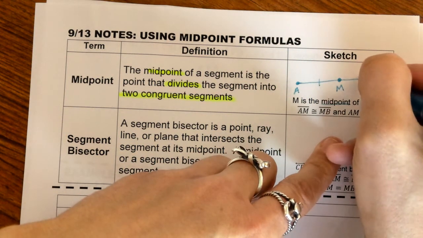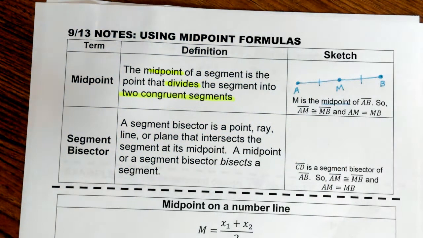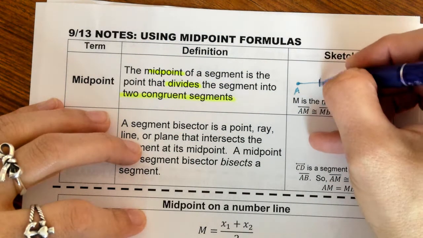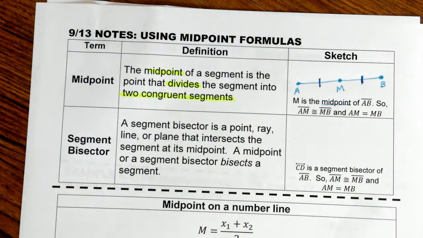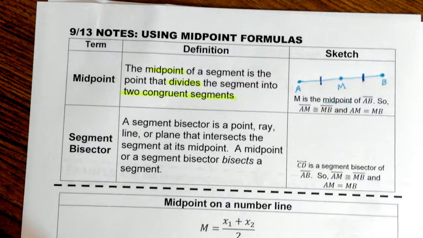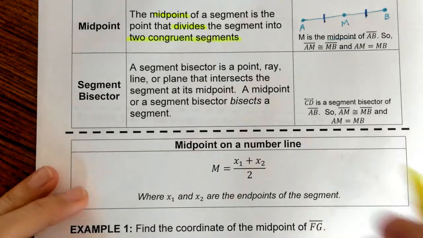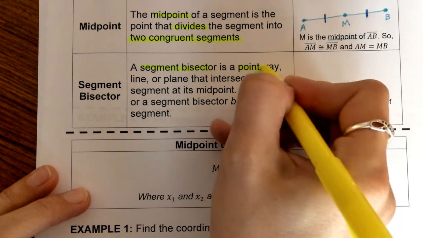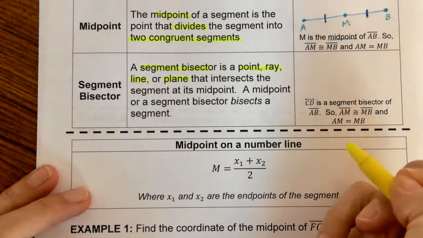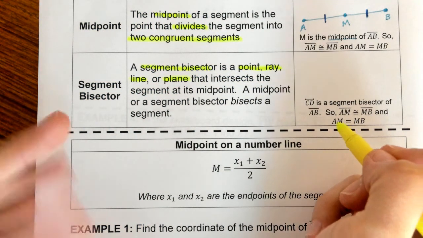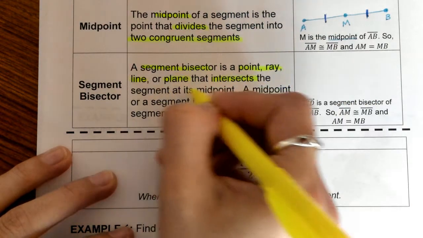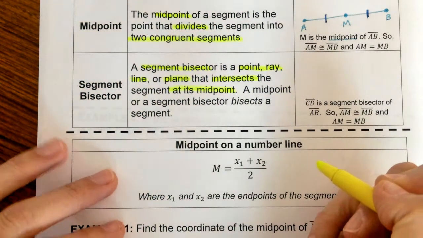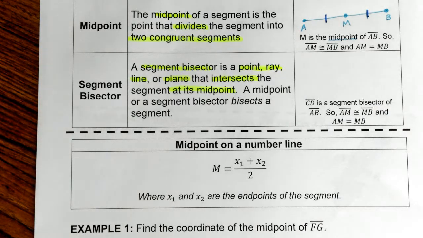So we can go here and put these little congruent marks showing that they are congruent. Put that in a different color too. So we have congruent markings. That is what your midpoint does. That's the difference between segment addition with between and midpoint. Your segment bisector can be a point, a ray, a line, or even a plane. A lot of times we see it as a line or a ray, but it's going to intersect the segment at its midpoint. So the midpoint or a segment bisector bisects the segment, hence why it's segment bisector. Whatever it is, it is going to bisect the segment.